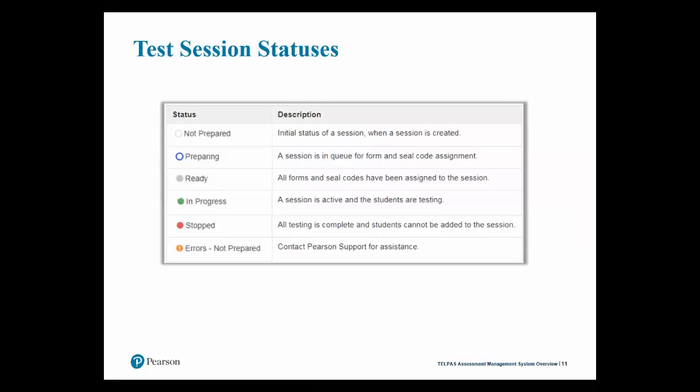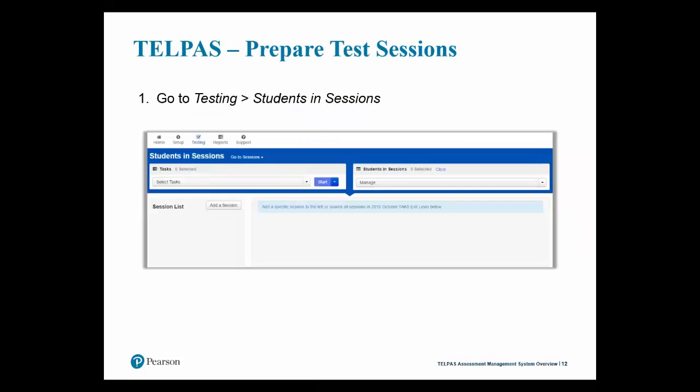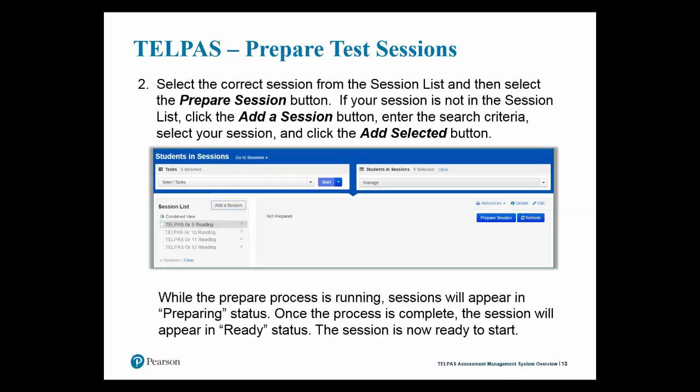Okay, so those are the different statuses for your test sessions. Now we'll talk about preparing your test sessions. You'll do that by going to Testing and then Students in Sessions. On the left-hand side of the screen, you're going to locate your test session. You can select Add a Session, find it, and add it to the session list here.